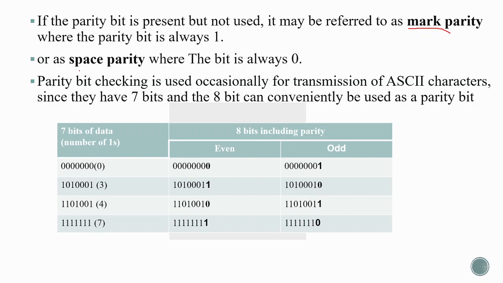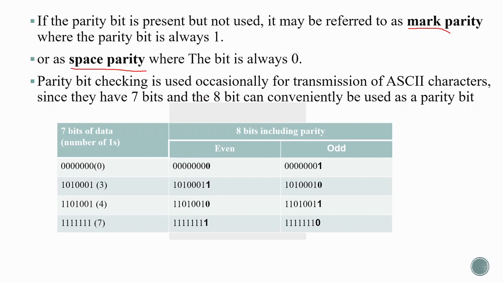Or if the parity bit is always 0, regardless of the number of ones and zeros, then our parity is known as space parity. So study these two terms. Mark parity is when the parity bit is present but it is not used and it is always equal to 1. The space parity is the parity bit which is always equal to 0.